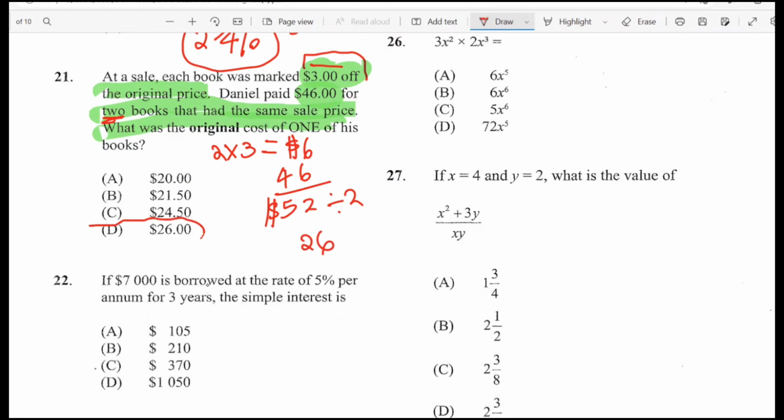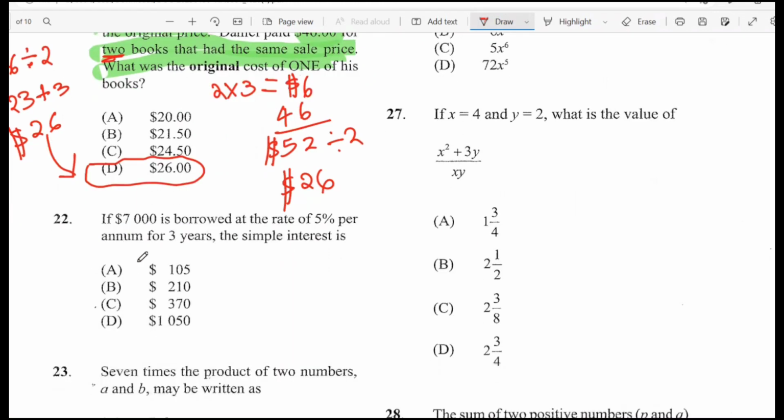That's one way of doing it. What if you wanted to approach it another way? You could split the 46 early and say, okay, let's divide this into 2. And you will be looking at $23 after the $3 was taken off. So you could add back the 3 to get the original price of $26. So whichever way you want to approach these questions, there are diverse ways of getting there. The answers are definitely the same.